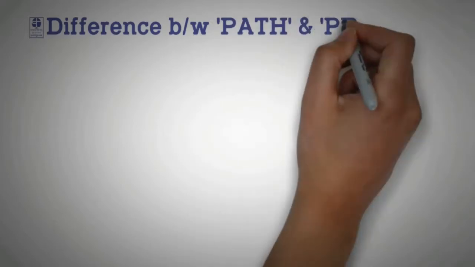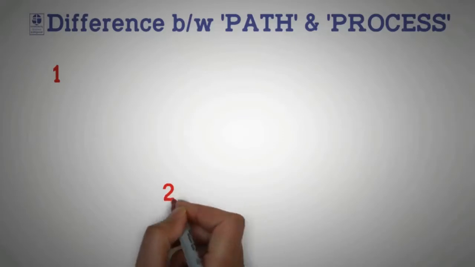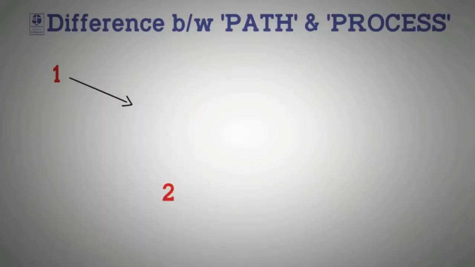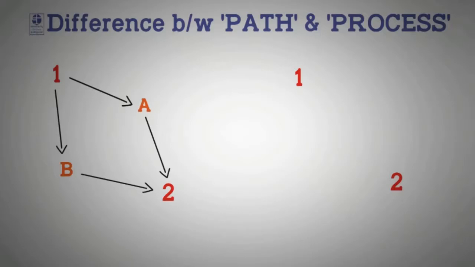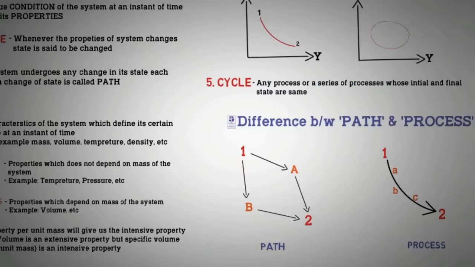Difference between path and process. Suppose you are a bus driver and you need to go from destination 1 to 2. Now you follow path A on day 1 and path B on day 2. Now suppose second case, you are a train driver. Then you have to follow the same path every day which goes through the same points each time. You can analyze the case 1 as path and the case 2 as process.